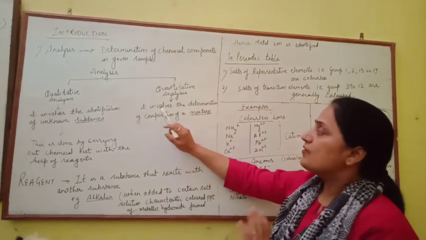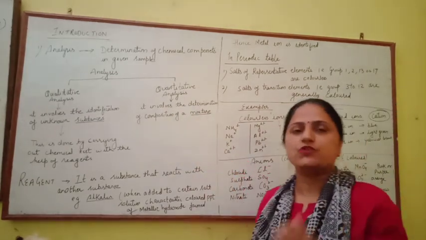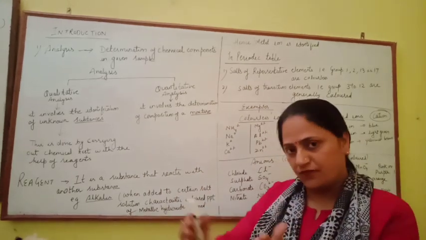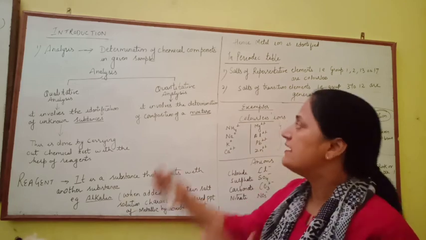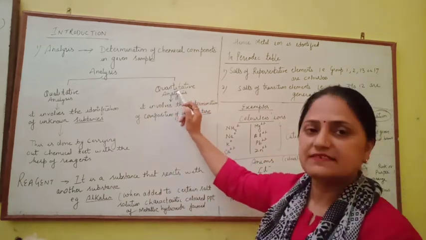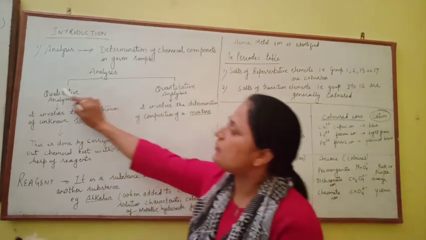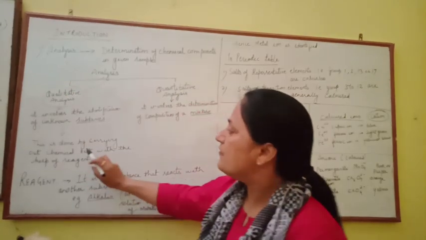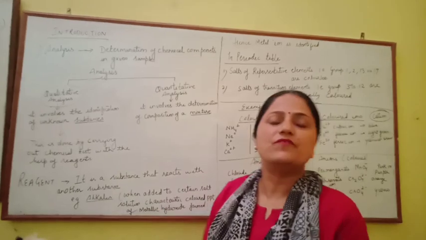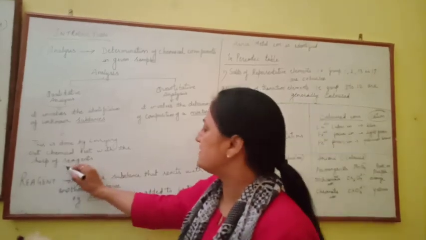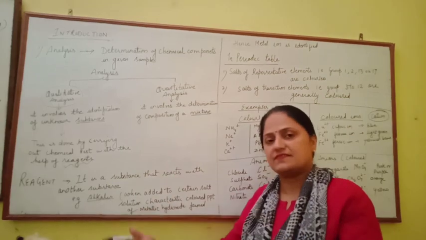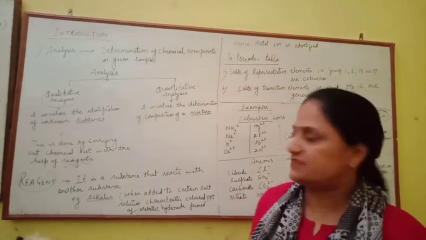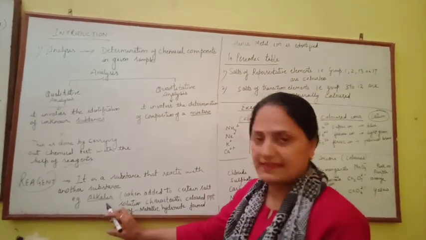And when it involves the determination of the composition of a mixture, you are given a mixture of salts and you identify the composition of the different elements present in that particular mixture, that analysis is known as quantitative analysis. To carry out qualitative analysis, we take the help of reagents. Reagents are substances that react with another substance and are used in laboratories, and the most important laboratory reagent we use is alkalis.